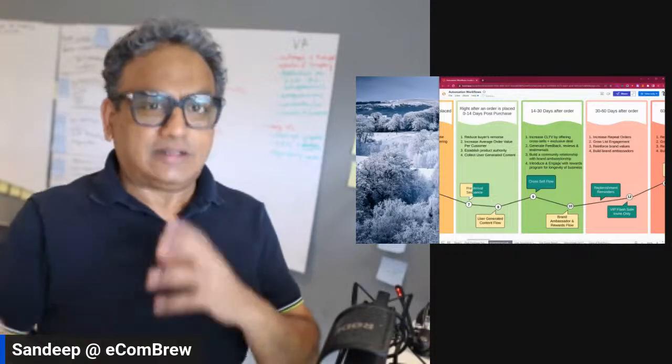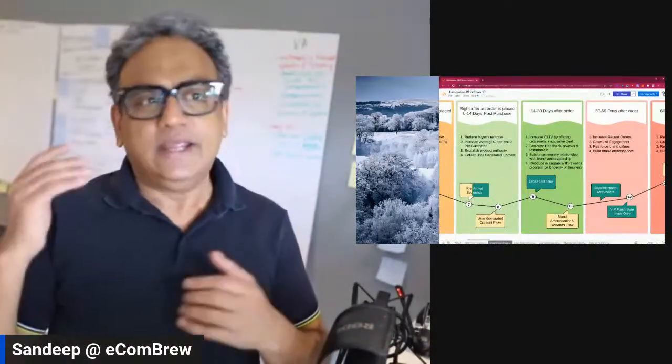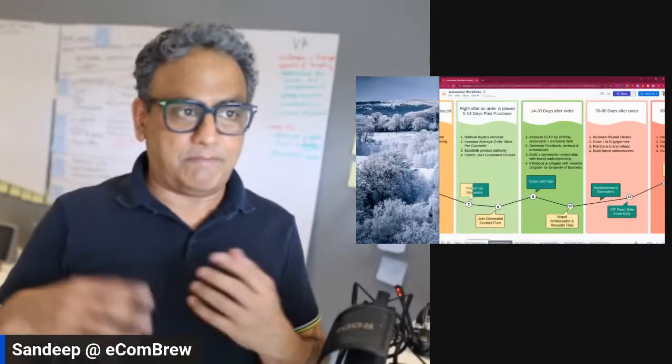Now, in psychological terms, it's called the peak and the pit. The peak is when their desire is at its high. They might get a deal, they might get a discount, they might get a bundled offer or something.